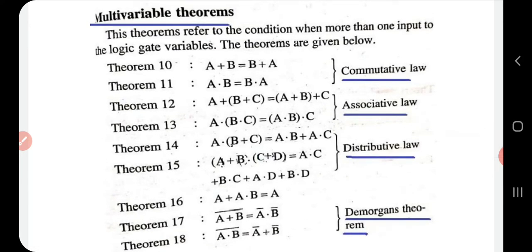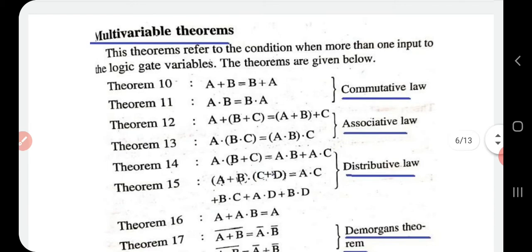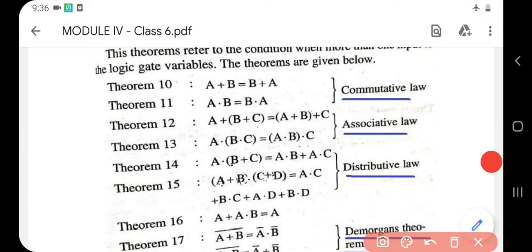So theorem 10 and 11. What is it? You might have studied in your lower classes. A plus B equal to B plus A. What is that? Commutative law of addition. A dot B equal to B dot A. What is it? Commutative law of multiplication.